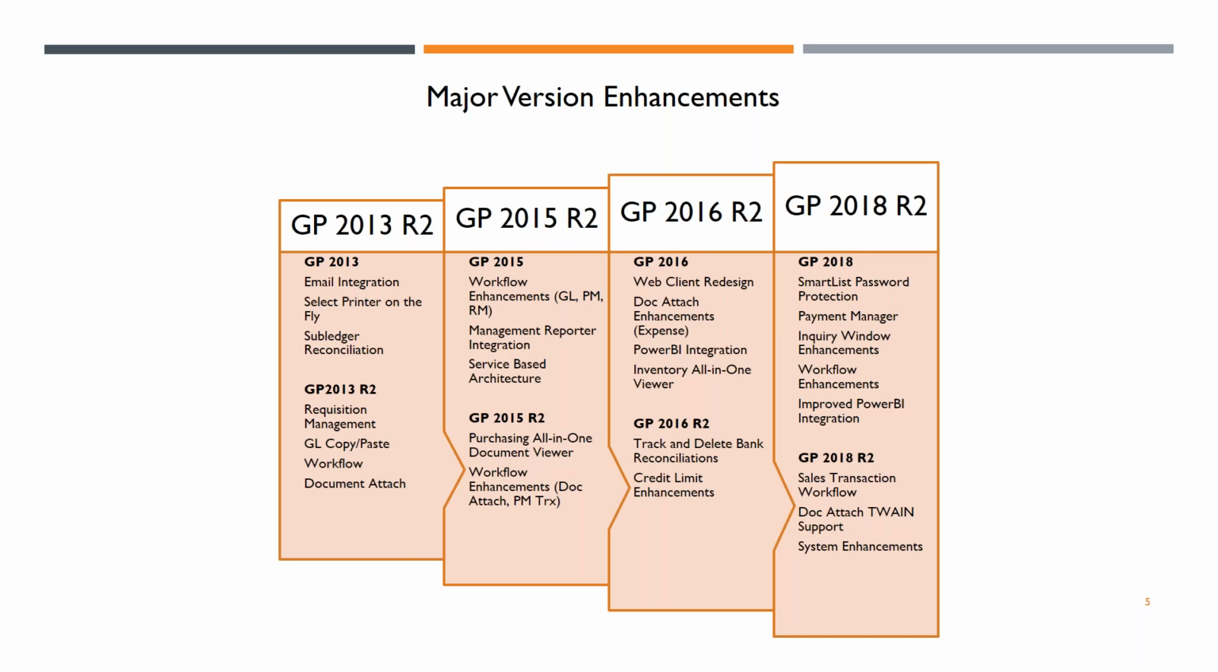Then we moved to 2016. So this was the web client redesign. Anybody that saw the web client prior to 2016 will recognize it as looking very much the same as GP did. That's because they had published it using a technology called Silverlight, which was a Microsoft web technology that was deprecated in 2016. So obviously they redesigned it and they did it in HTML5.